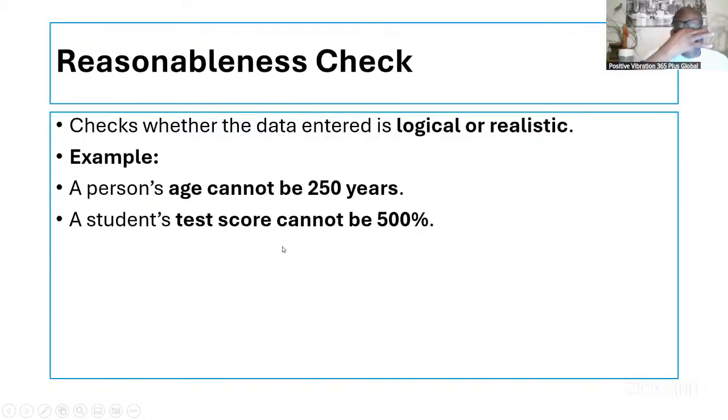Cool. Are there any questions? Any questions? Anything not clear? All right, good, cool. Let's keep it moving.